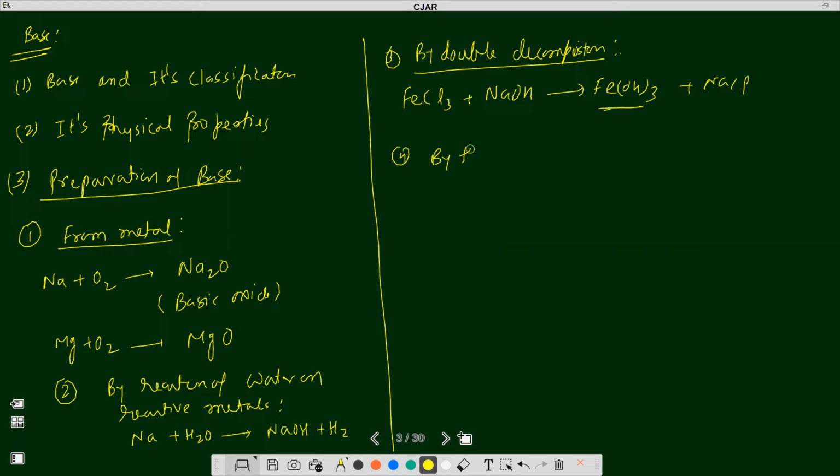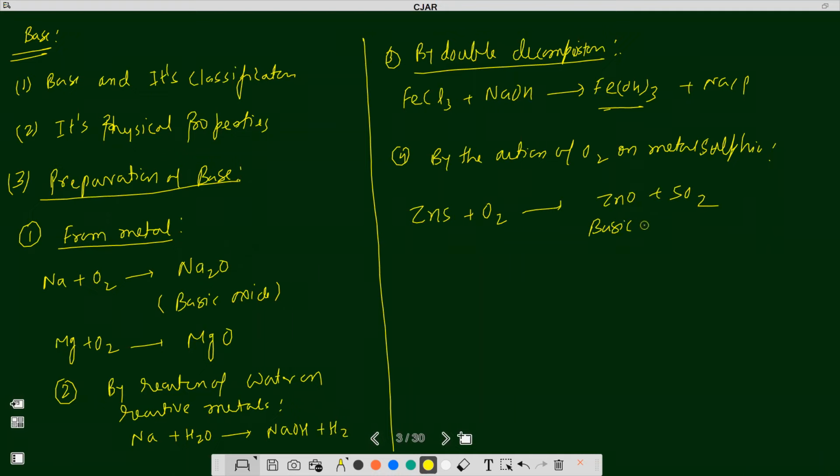Fourth one is by the action of oxygen on metal sulfide. Suppose we have a metal sulfide, allow it to react with oxygen, and we get ZnO plus SO2. It is a basic oxide. So in these methods, we can prepare base. Chemical properties are similar to basic properties.